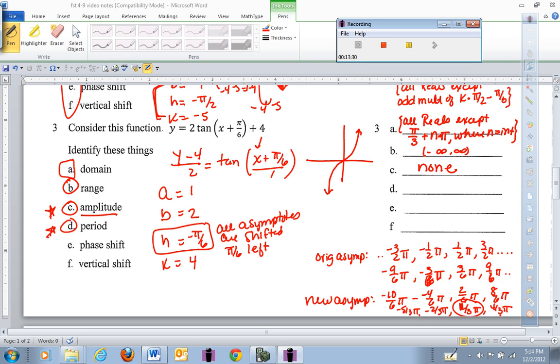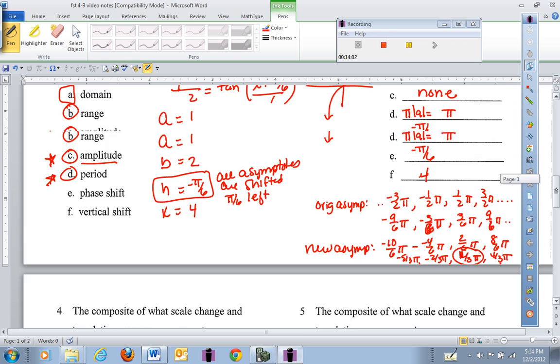Next step would be the period. Remember, it's just pi times the absolute value of a. So it's just going to be pi, isn't it? And then the phase shift. This says x plus 1/6 pi, which means we're going to go 1/6 of a pi to the left. And the vertical shift says y minus 4, which means we're going to go up 4. Up 4. Okay, we'll get a lot of good practice on those next time when you come to class. So if you didn't understand those, go over them again.